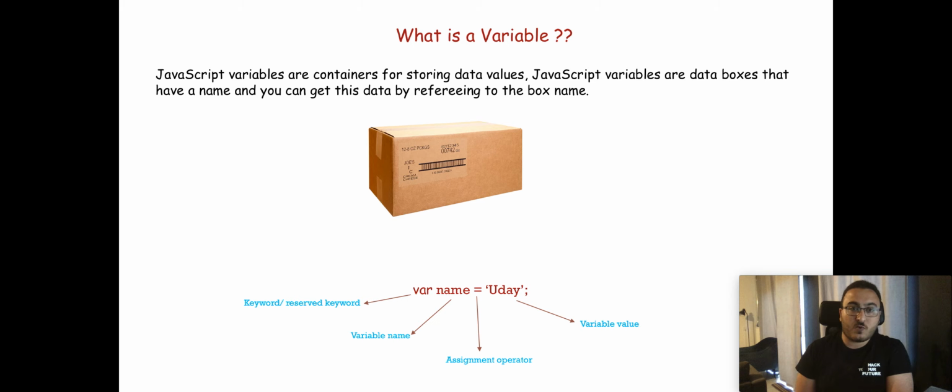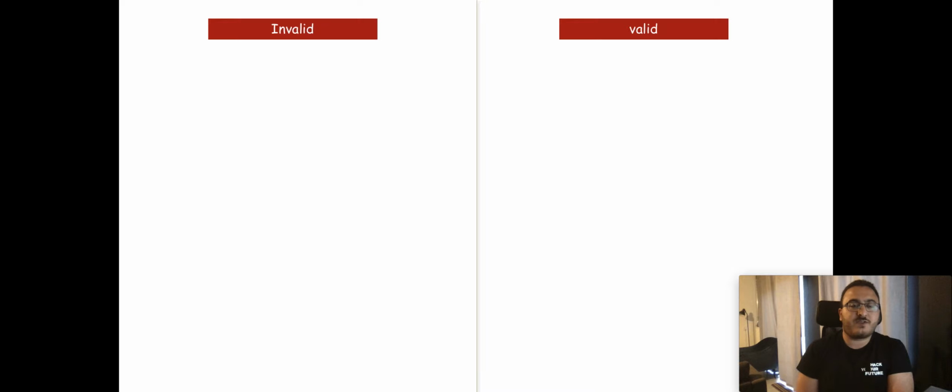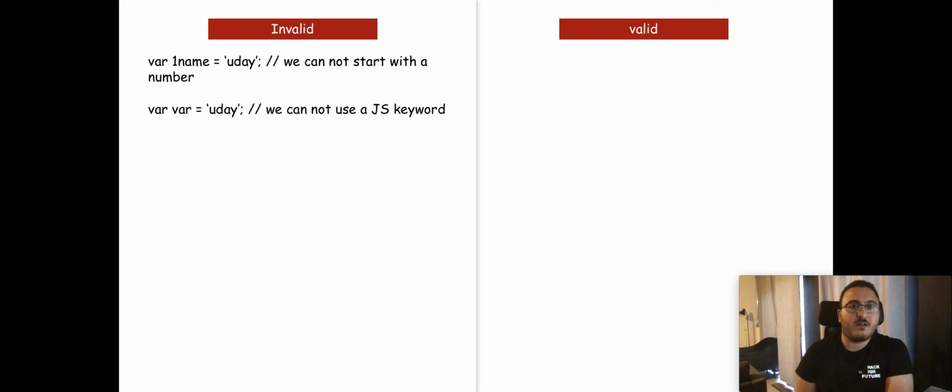Let's look at some rules about how to name a variable. First of all, let's look at some invalid ways to name a variable. First, we cannot start with a number. Second, we cannot use a JavaScript keyword to name a variable, like var = "Uday". This will throw an error. We also cannot have spaces in JavaScript variable names.